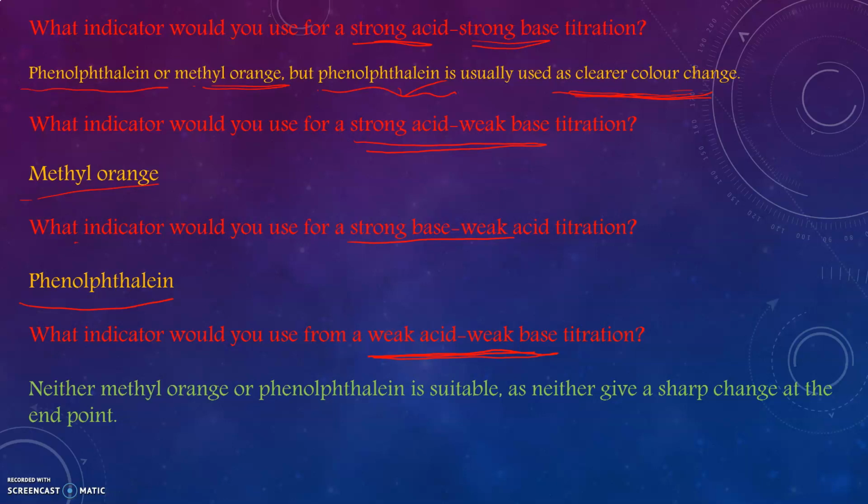Each of these 4 titration types has a different indicator. If you're titrating strong acid and strong base, you use phenolphthalein rather than methyl orange because it has a clear change of color. If you're using strong acid with weak base, use methyl orange. For strong base and weak acid, we use phenolphthalein again. And if your titration is between weak acid and weak base, you cannot use either because it does not give a sharp change of color at the endpoint.